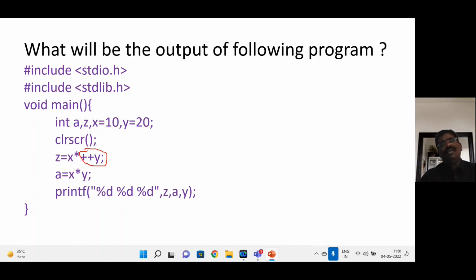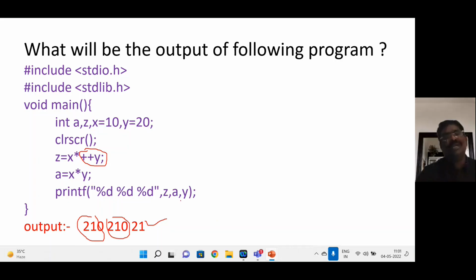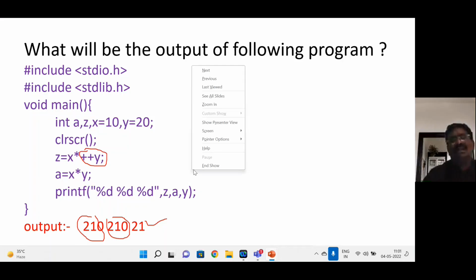++y means incremented by 1, that is 21. So that is 10 into 21, which is equal to 210. And here is x into y. The x value is 10, and the y value is 21. So you get the values 210, 210 and 21. We are getting it like this, right?